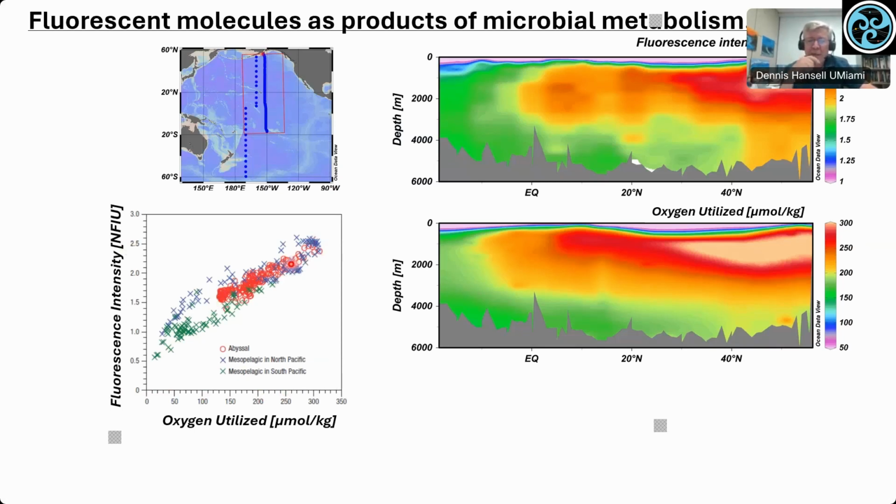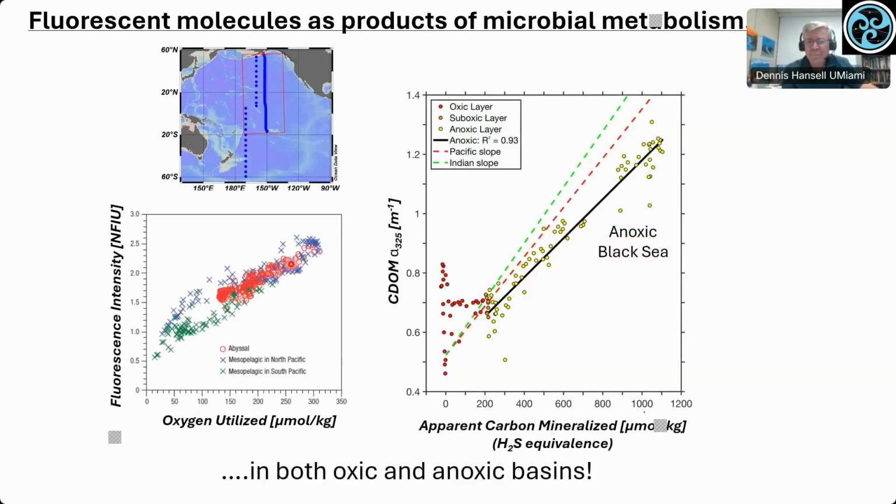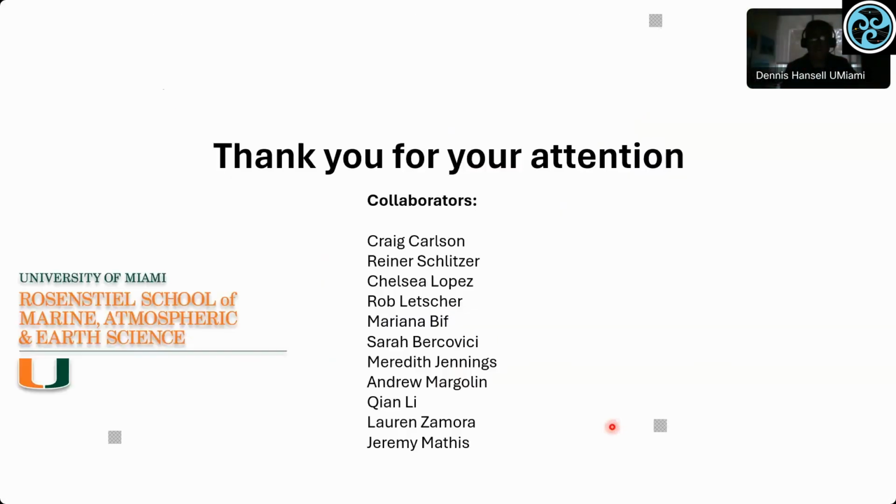So the question is, would this happen in an anoxic world, right? Because this is oxygen utilized. What if we're in an anoxic world? So we can go to the Black Sea, and here we use H2S accumulation to get at apparent carbon mineralized, and it's CDOM rather than fluorescence, just another optical property of the DOM out there. And you can see there is still a very nice relationship between the growth of this optical property of DOM and the carbon that has been mineralized. So maybe, I don't know why it'd be in other worlds' oceans, but it'd be cool if it was.